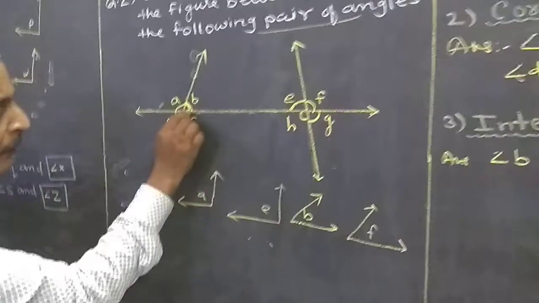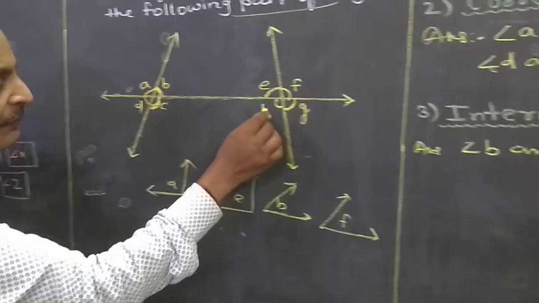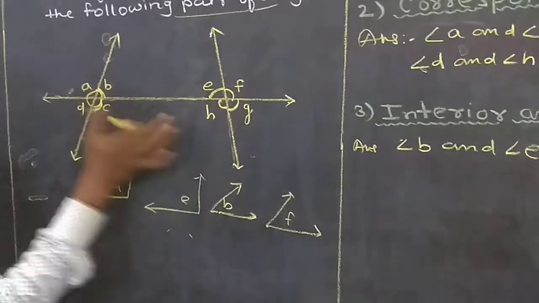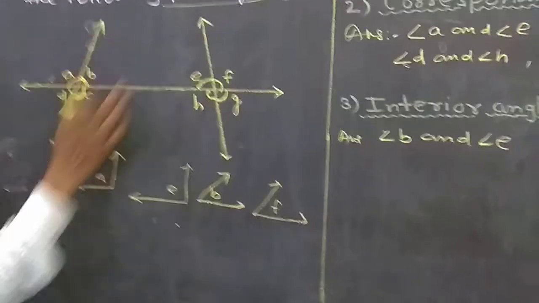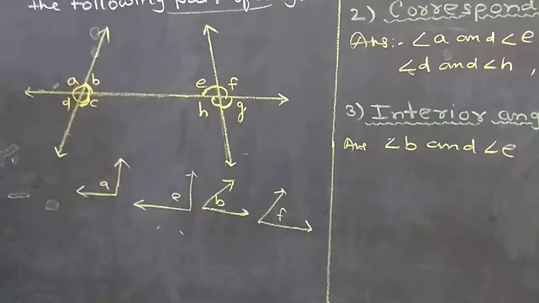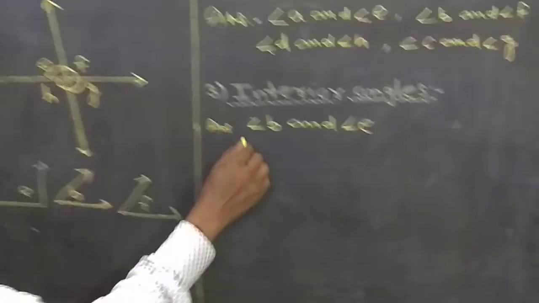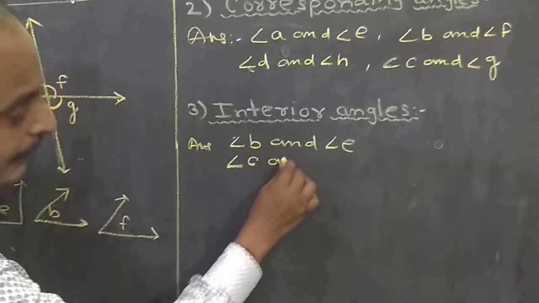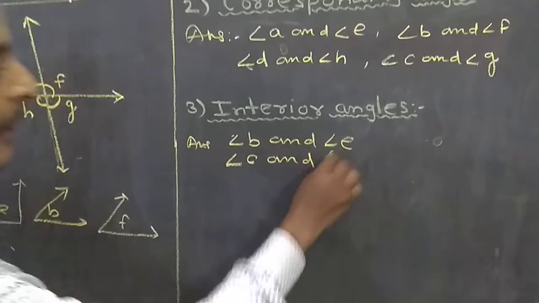Similarly, you can see here also this angle C and this angle H are also coming in between two parallel lines. So this will also be known as interior angles. So write down here angle C and angle H.